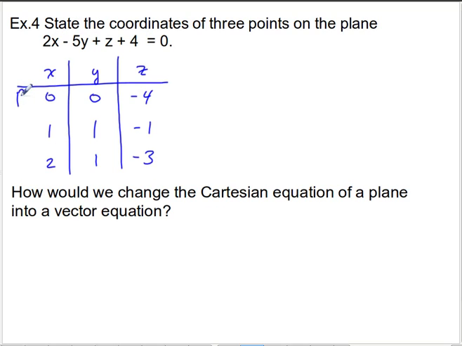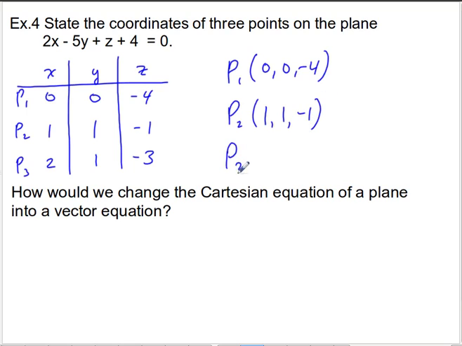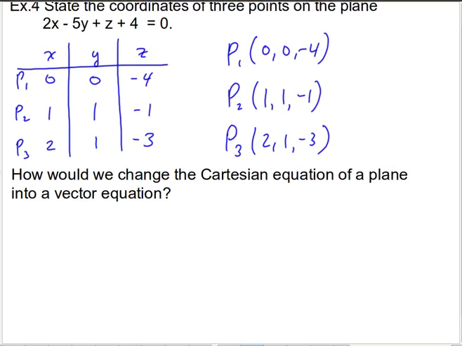And so this is point 1, this is point 2, this is point 3. I've stated 3 coordinates, so we've got point 1 (0, 0, -4), point 2 (1, 1, -1), point 3 (2, 1, -3). And I realize this first part only wanted 3 points. I was actually thinking ahead to the second part already. So what I did the first time through was perfectly fine for answering this first part.